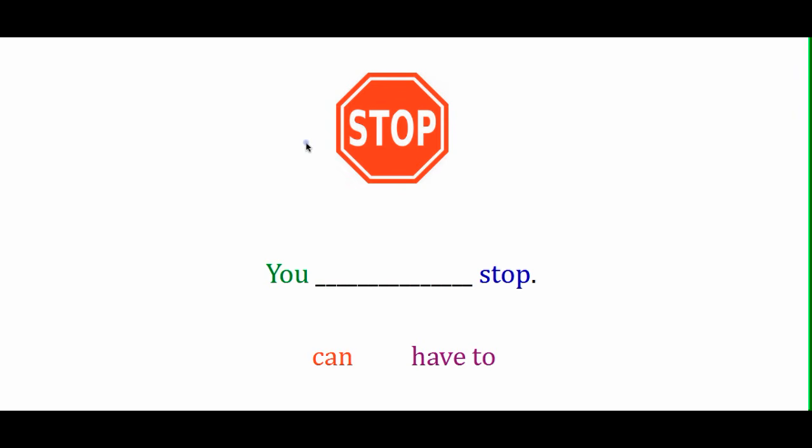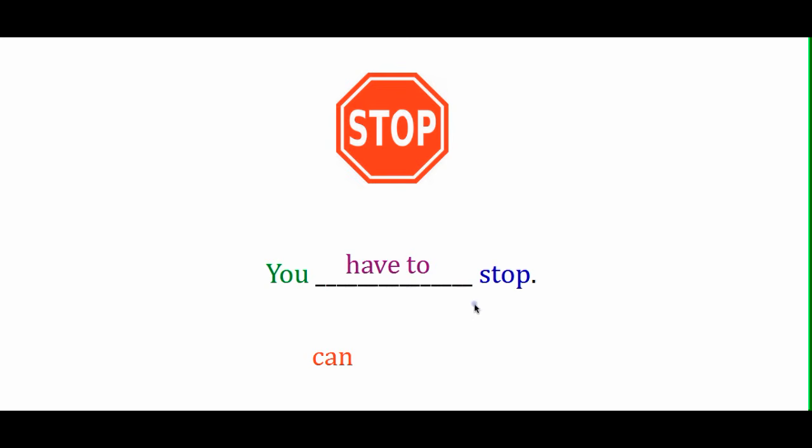In this example, we have a stop sign that you might have seen on the road. So if you see a stop sign, do you have the permission to stop or the obligation? Well, I think you have the obligation. You have to do it. So if you see a stop sign, you have to stop.